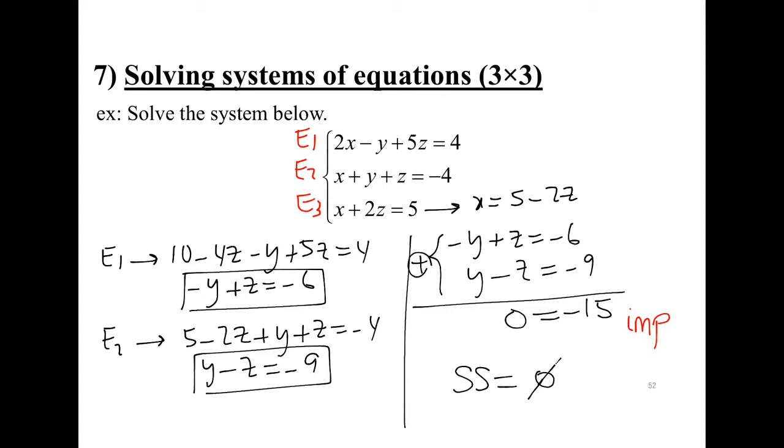So whenever the 2 by 2 system you obtained ends up giving you a false statement, in that case the system would basically have no solution.